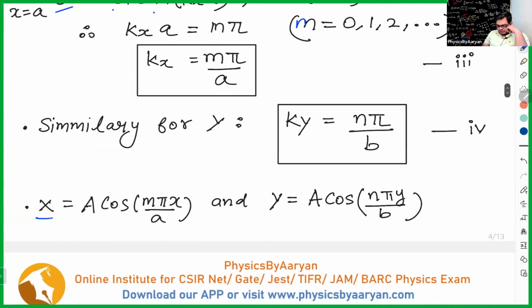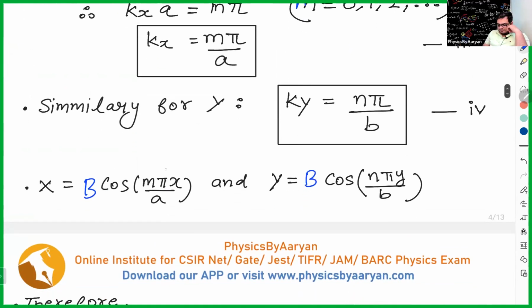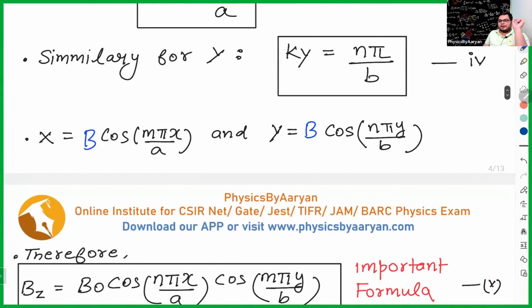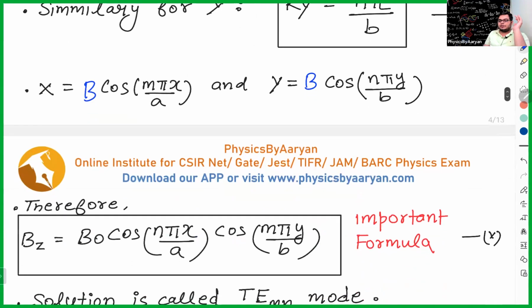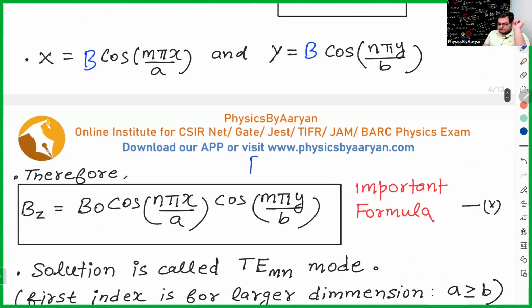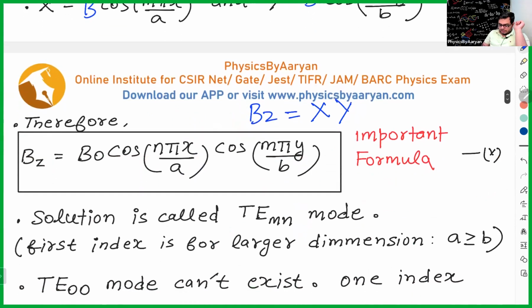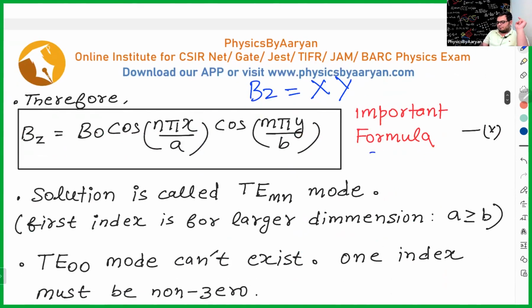So then how does my solution look like? My X looks like some constant, वैसे तो मुझे इसको b लिखना चाहिए, a नहीं लिखना चाहिए, some constant into cos of m pi x by a, और इसमें some constant into cos of n pi y by b. बट ये मेरा फाइनल सोल्यूशन नहीं है, ये तो मेरा कैपिटल X और कैपिटल Y है. What is my final solution? My Bz was equal to capital X into capital Y, so some constant multiplied by cos of n pi x by a into cos of m pi y by b. This is the very important part.